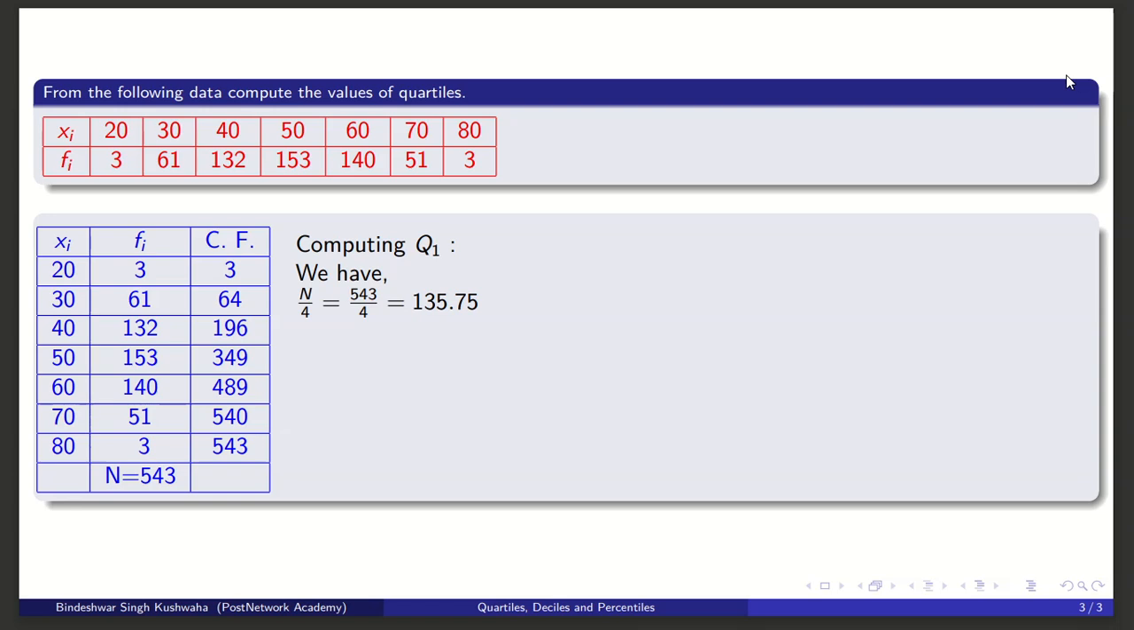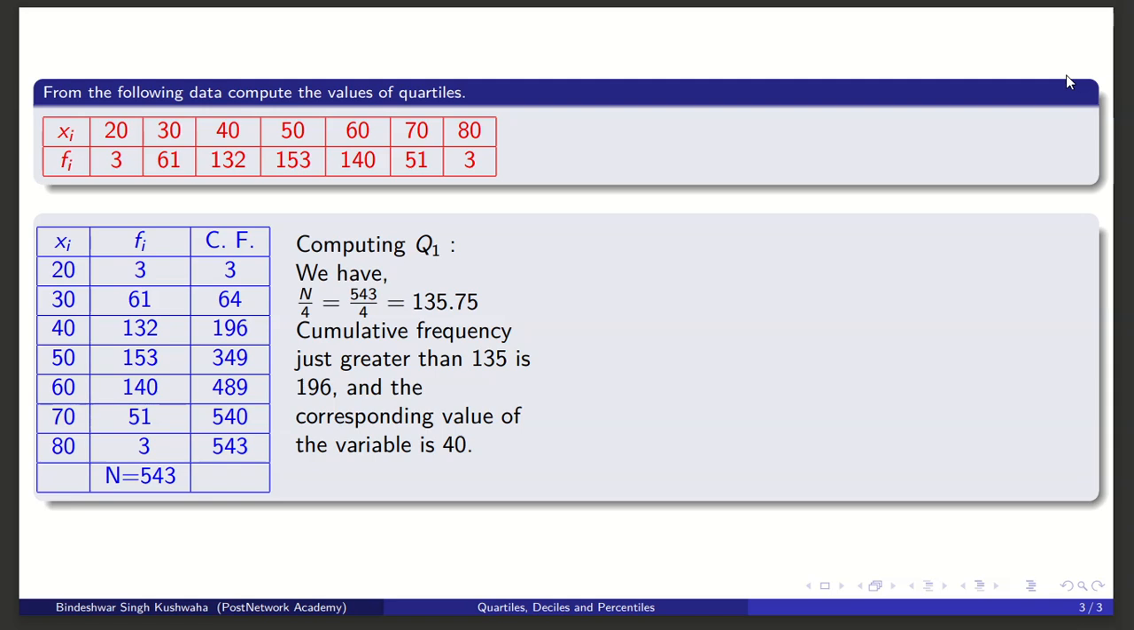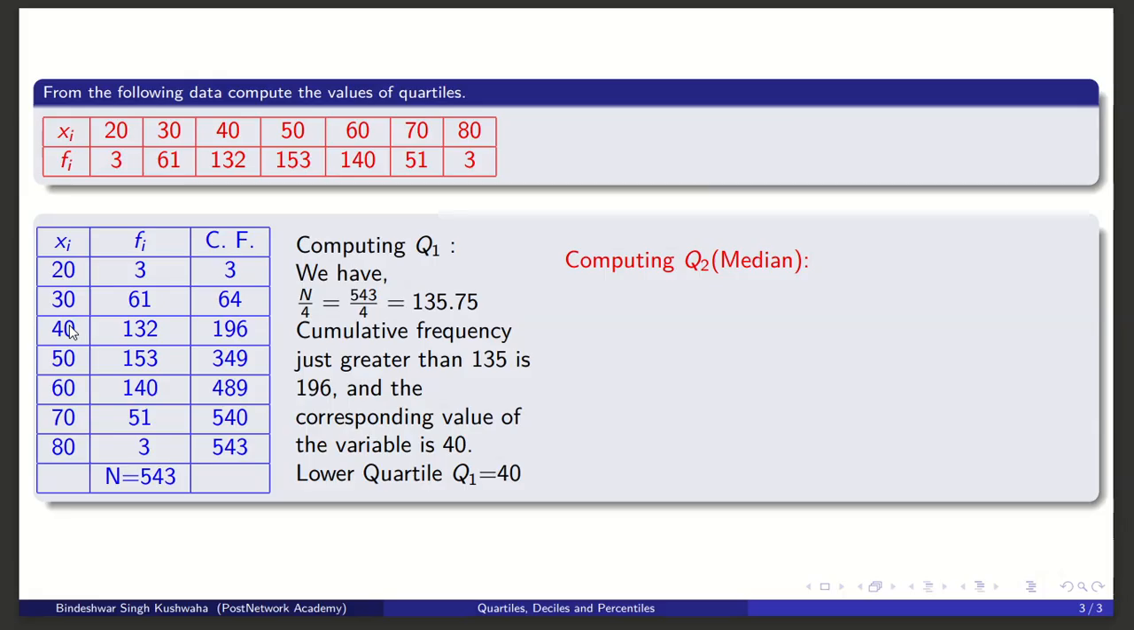So see that here the cumulative frequency just greater than 135 is 196, and the corresponding value of the variable is 40 here. So Q1 is 40.